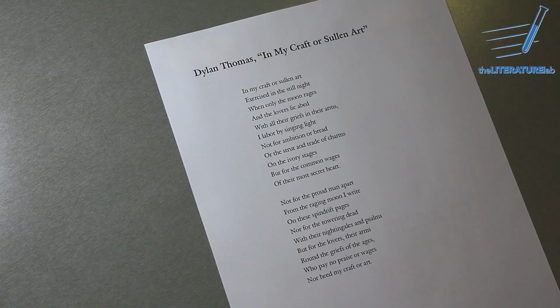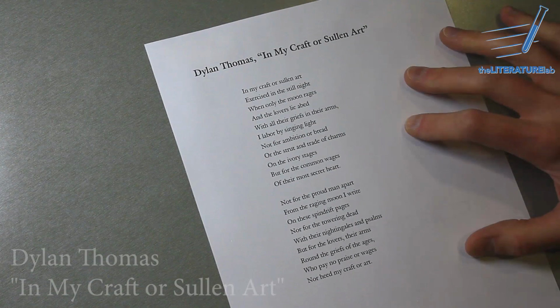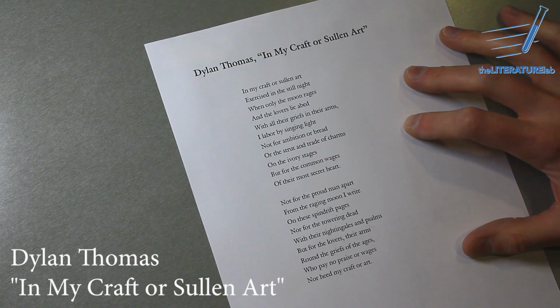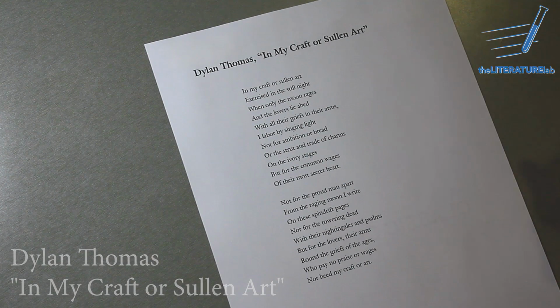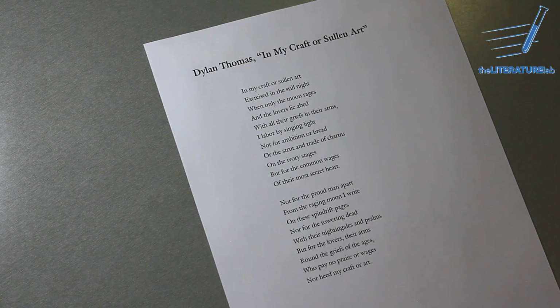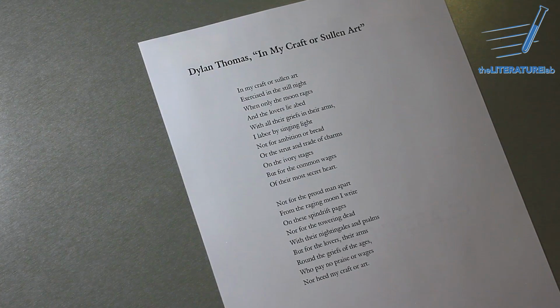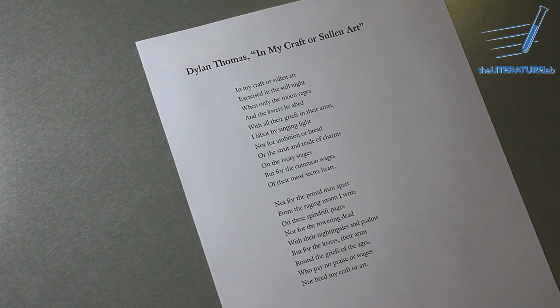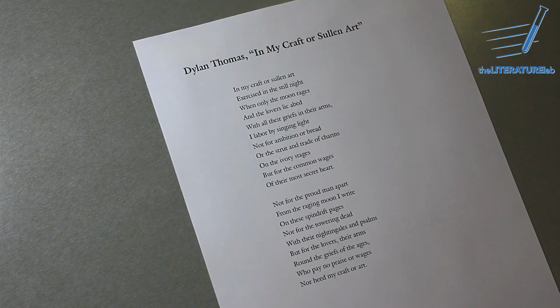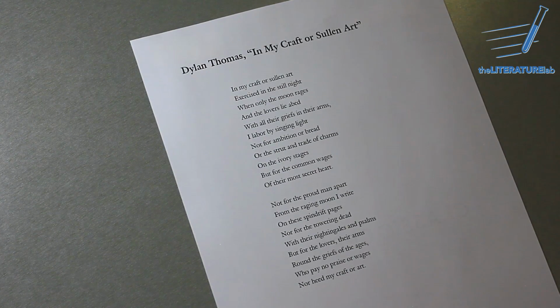Let me show you what I mean. I'm going to take you through my reading of a short poem, In My Craft or Sullen Art, by the early 20th century Welsh poet Dylan Thomas. Its subject is why Thomas writes poetry, but I chose it because it shows you some of the more important features to annotate when you read anything. Not only poetry, but also short stories, novels, plays, anything you read for its literary value.